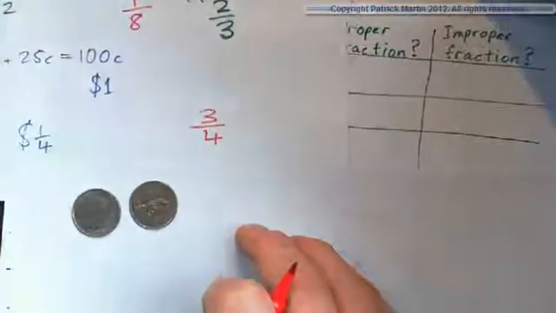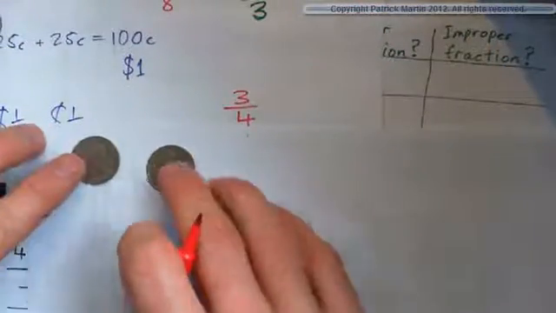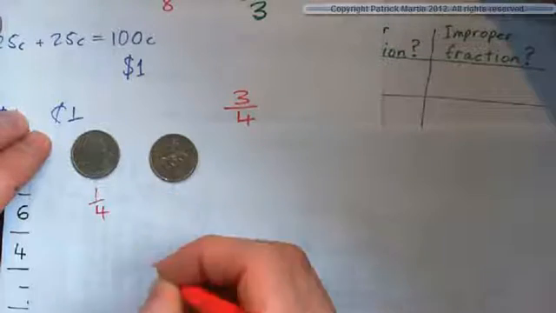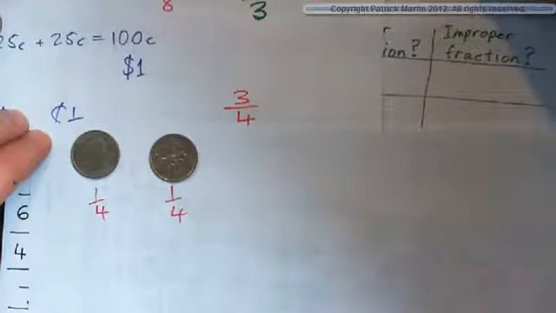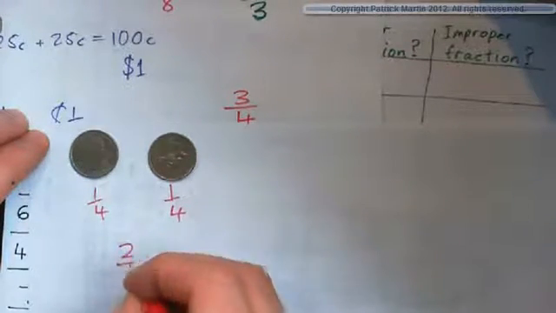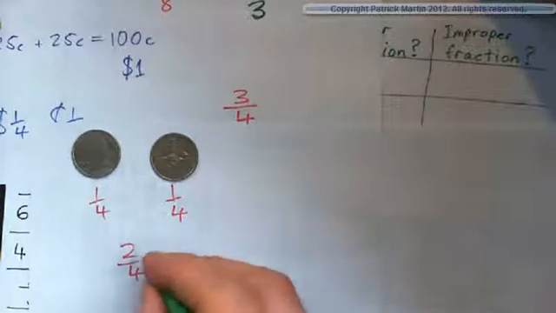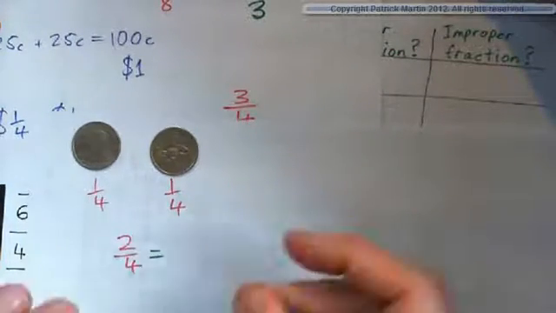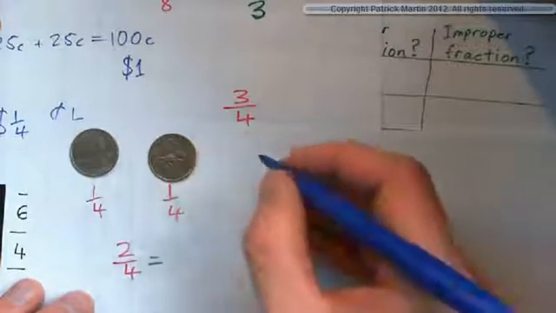How about if you just had 2 of these coins? What would that be? Well, this is 1 quarter. This is 1 quarter. So how many quarters do I have? 2 quarters, right?